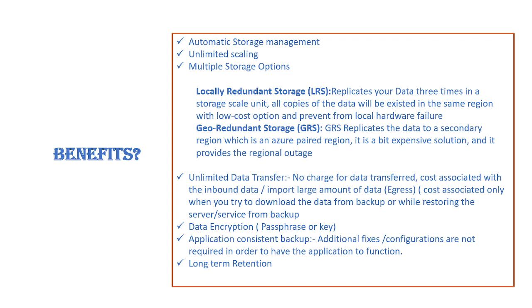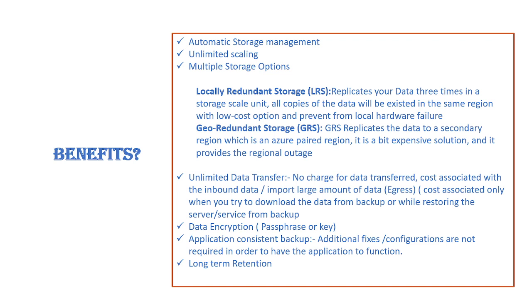You can do copy restoration in a very speedy manner, and it only protects against local hardware failure. I told you, it uses three copies on three different hardware. It increases the performance, reduces the latency, and also gives you local hardware redundancy. That is called locally redundant storage. If you don't have critical applications and don't want to go with GRS and all, then you can go with the LRS.